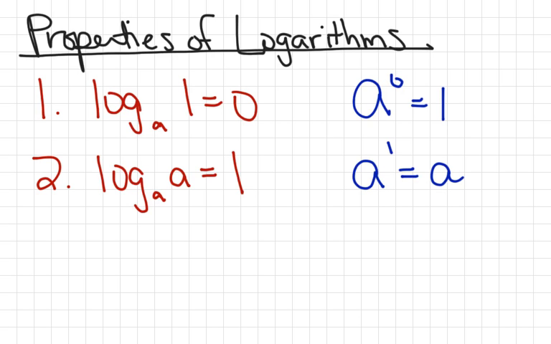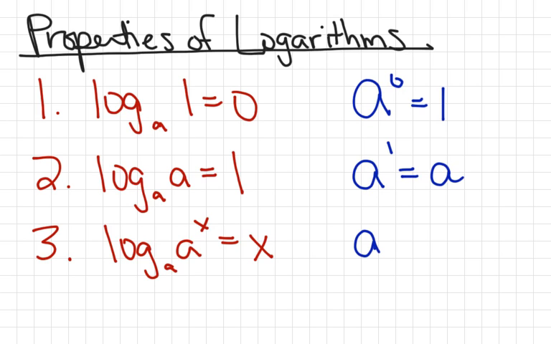The next property is log base a of a to the x is going to equal x. Because when we write this in exponential form, you get the base of a raised to the other side as x is equal to a to the x, and those two sides equal each other.